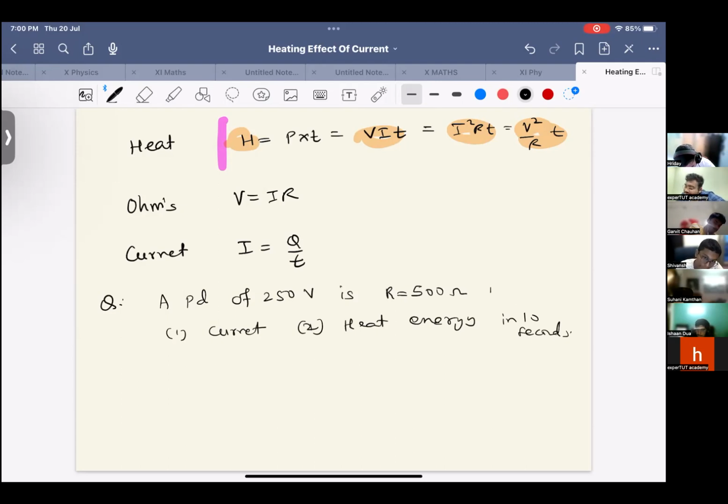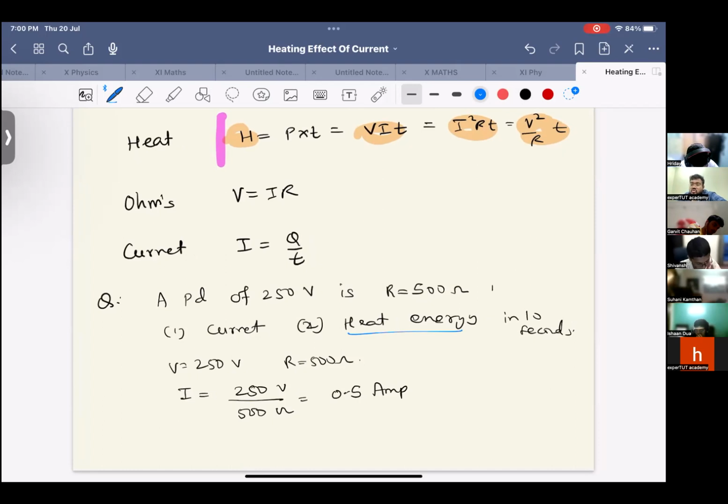So the first thing, V is given as 250 volt, R is 500 ohm. So what is I? I is V by R. So it is 250 by 500, which is 0.5 ampere. And then for heat energy, you first need power. The power is VI, 250 into 0.5, which is 125. Okay, it is 125. And what is the unit of power, Ishan?